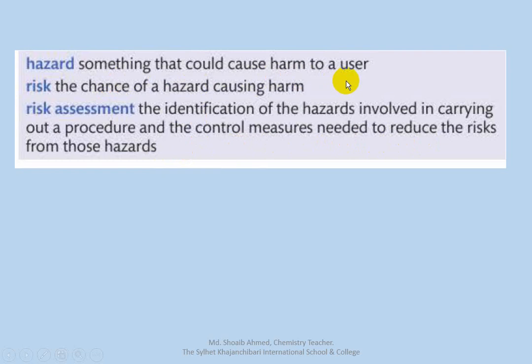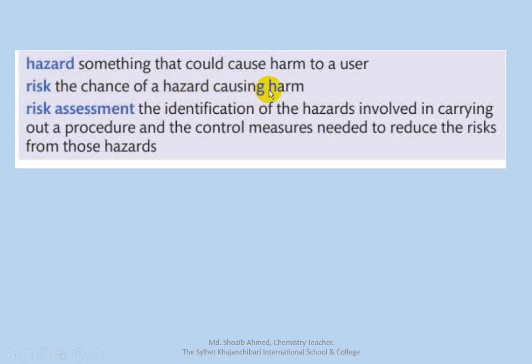So we understand a hazard: something that could cause harm to a user. A hazard may be chemicals or apparatus that could cause harm to the user, like chemicals such as sulfuric acid. And some apparatus, if it breaks, can cut your skin, so that is a hazard. So apparatus or chemicals are hazards. Okay, risk, the chance of a hazard causing harm, like sulfuric acid can damage your skin.